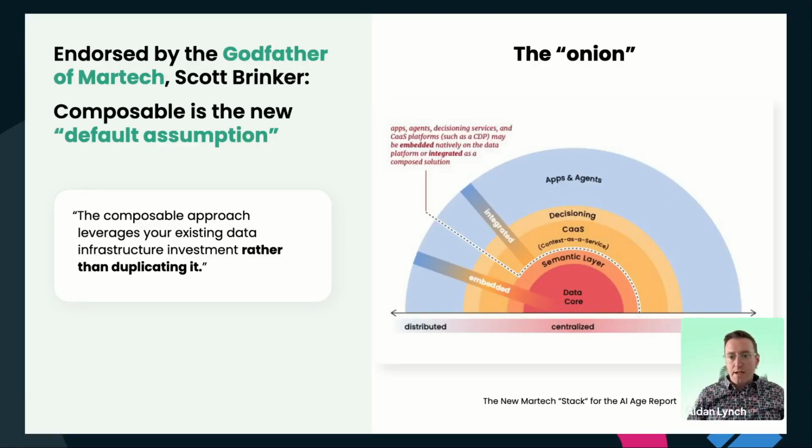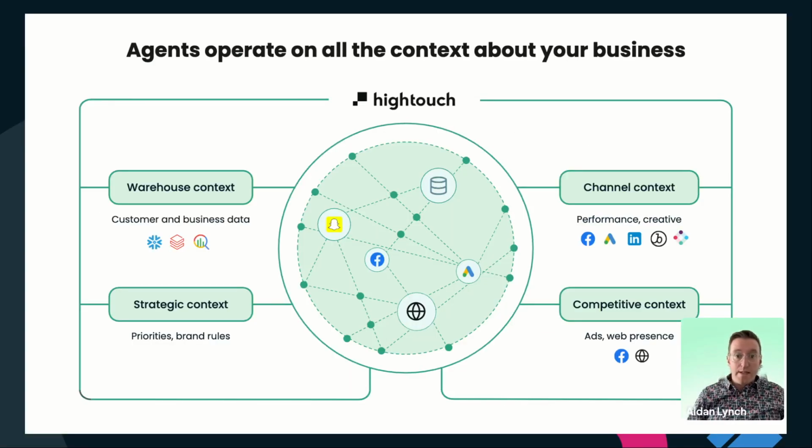And so when we were talking about context a little bit earlier, let's unpack that a bit. So what is context? Well, it comes from lots of different places. It can come from your warehouse. So it can be data with your customer and business context. It could be strategic context. So understanding priorities of the organization, brand guidelines and rules. It can come from your channels. So owned channels of execution or paid channels such as Meta or Google Ads, and how you're performing within those channels. But then there's also that wider context of maybe the industry that you're in, or your competitors, or web presence. So lots of different areas where context can come in.